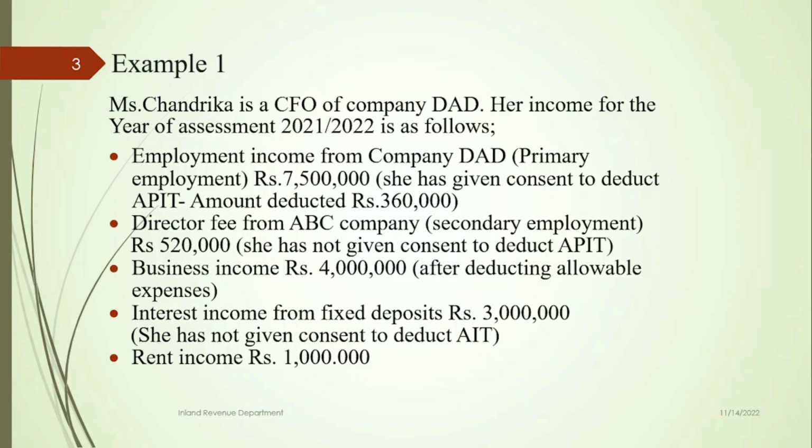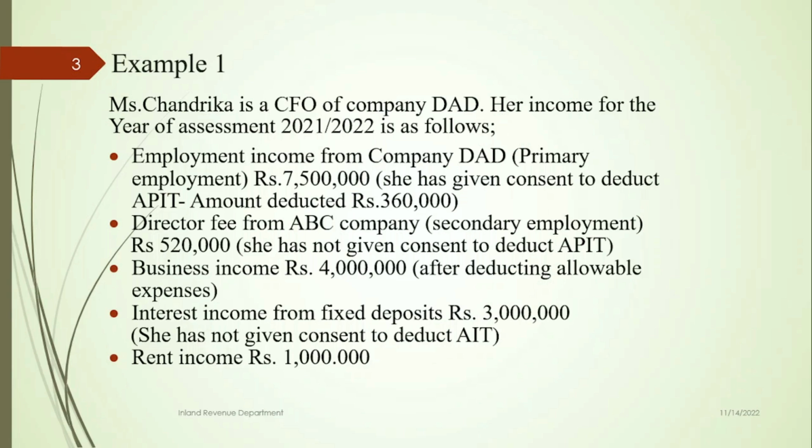21-22. In this case, Miss Chandrika is a CFO of a company, and her income for the year of assessment 2021-22 is as follows. She has received employment income from her primary employer. She has given consent to deduct APIT. Because of that, her employer deducted 360,000 as APIT.